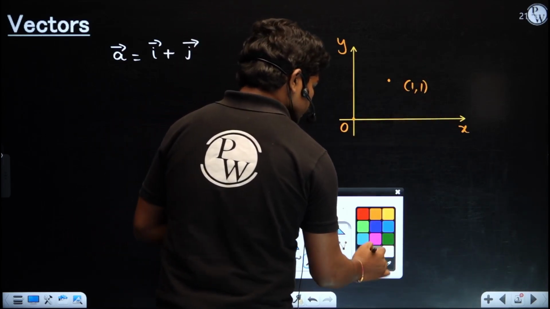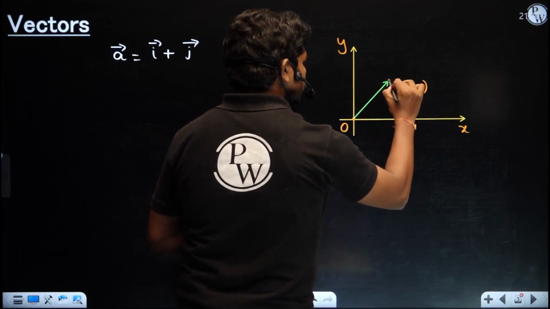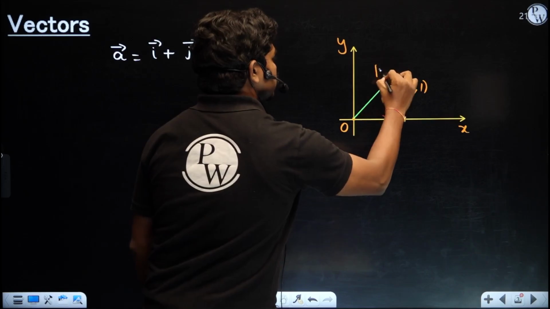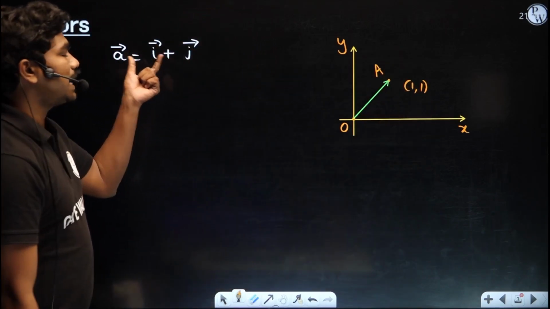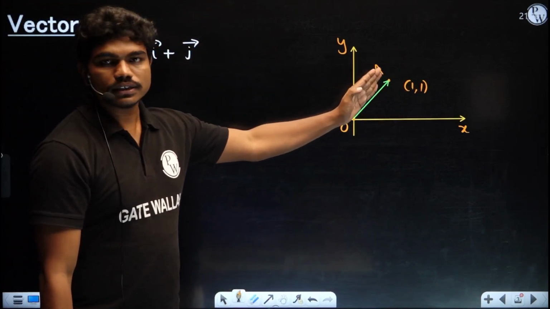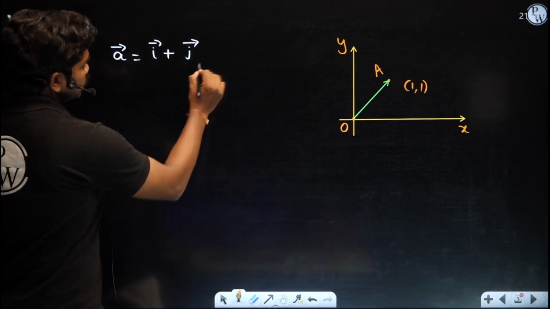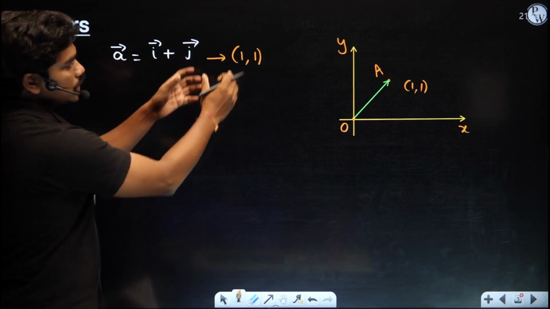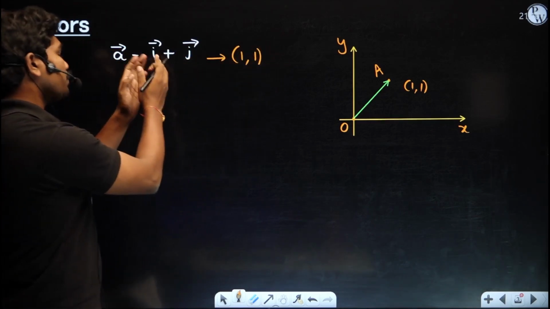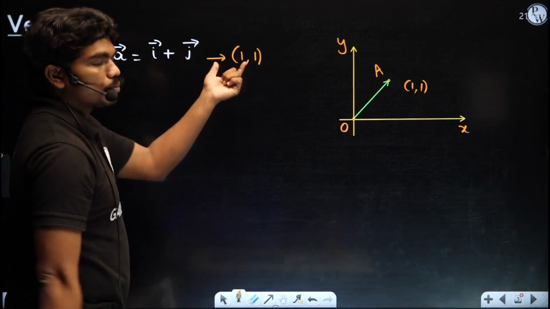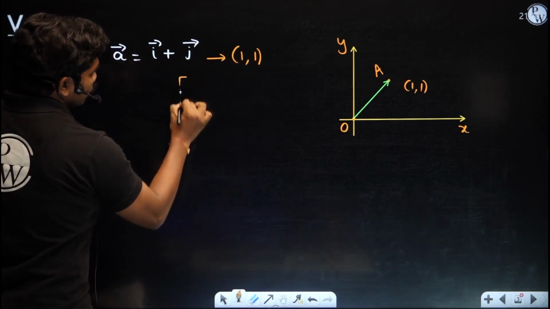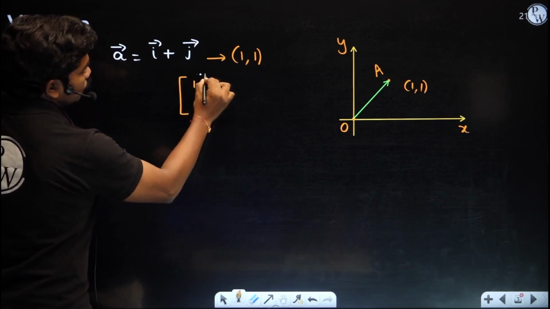So how do we plot vectors? Starting from (0, 0) to this point (1, 1). Let us take this as point A. So this vector i plus j is actually the vector i bar plus j bar. We write this vector as the point (1, 1). Similarly, if the vector is in 3 dimensions, you will write the 3-dimensional point. For example, i plus 2j plus 3k gives the point (1, 2, 3). We also generally denote this point as a column vector, 1 and 1, like this.